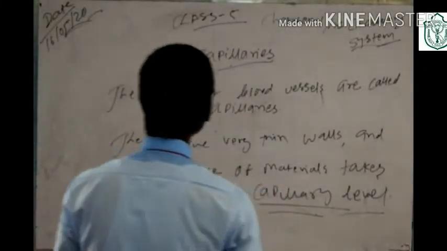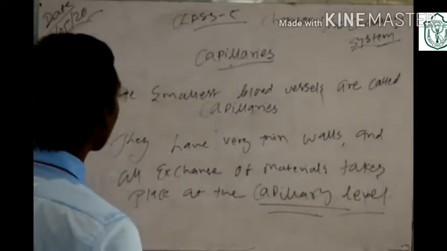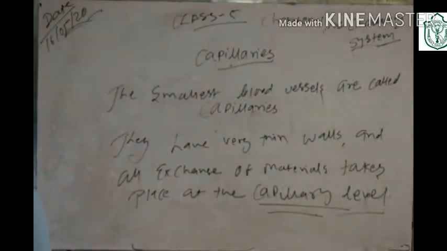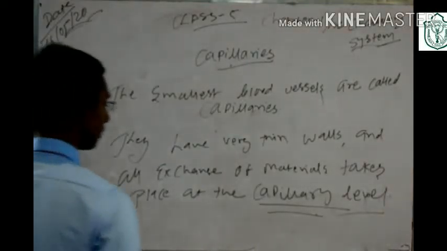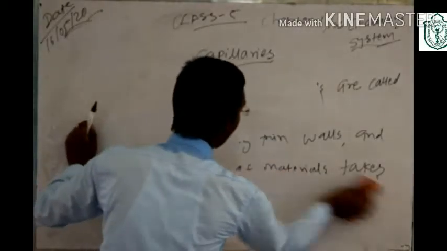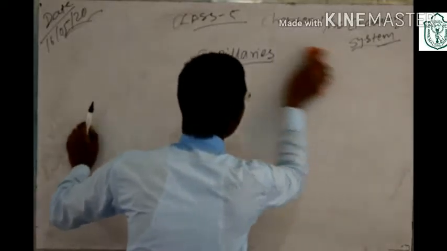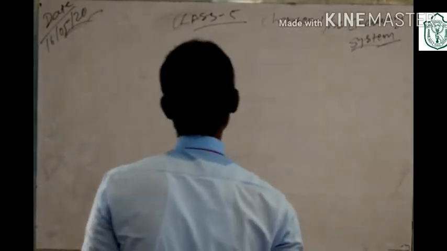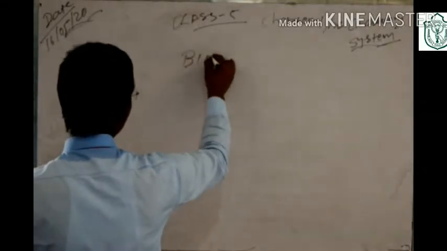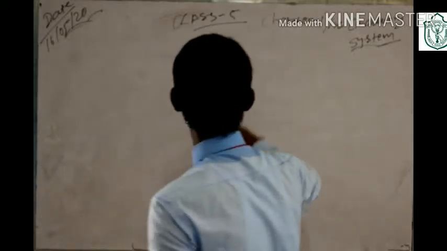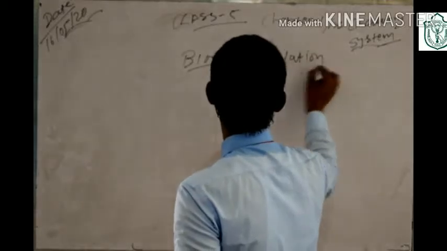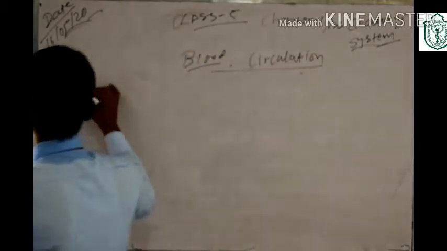Now, the next topic which I am going to discuss is how our blood moves throughout the body. The movement of the blood throughout the body we will study and understand in 5 points. So here we are going to discuss blood circulation.